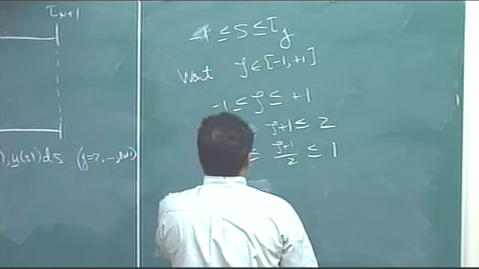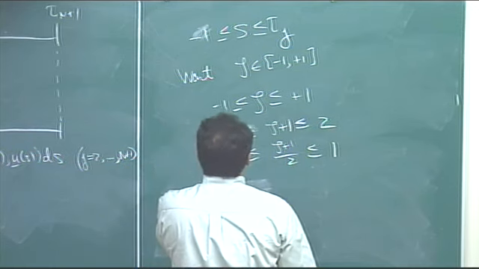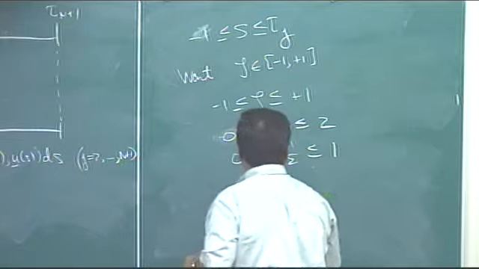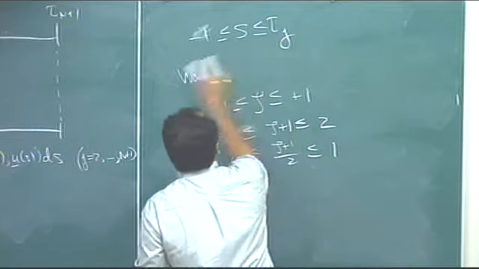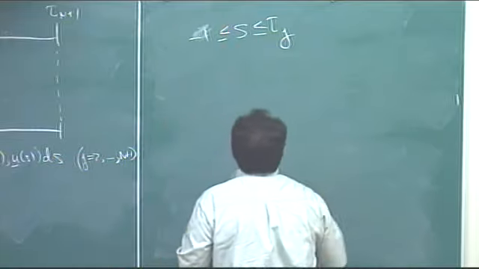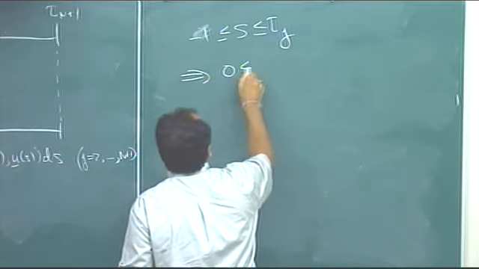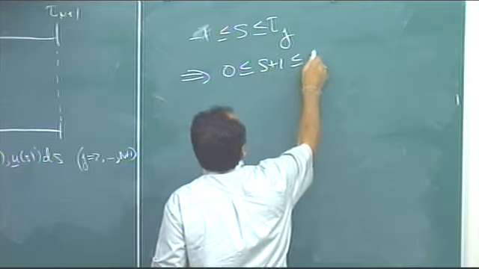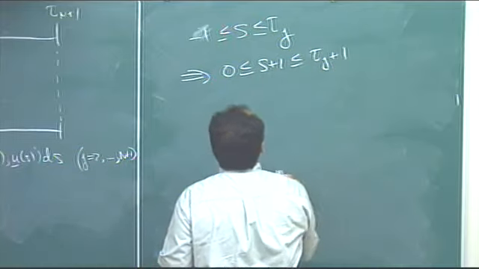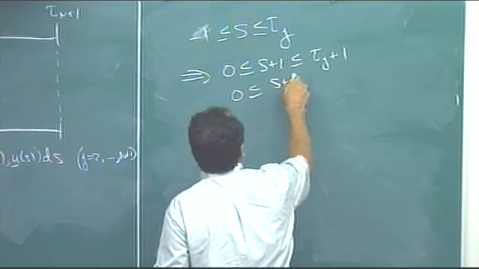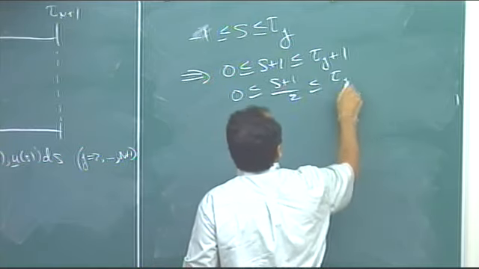Let's see. Tau j plus 1 over 2. I'm sorry. Well, let's try this one more time. I'm having a really hard time doing this transformation. I don't know why. So I know that here, 0 is less than or equal to s plus 1 is less than or equal to tau j plus 1, which says that 0 is less than or equal to s plus 1 over 2, less than or equal to tau j plus 1 over 2.